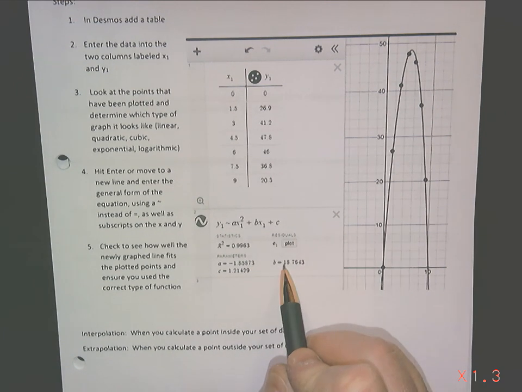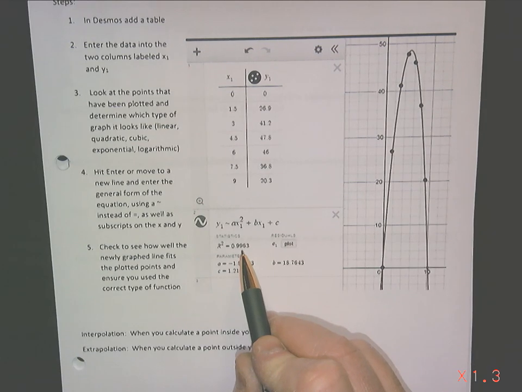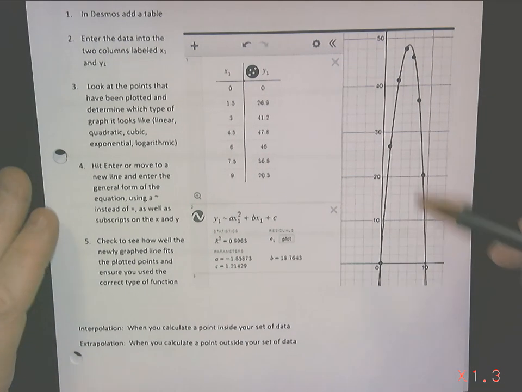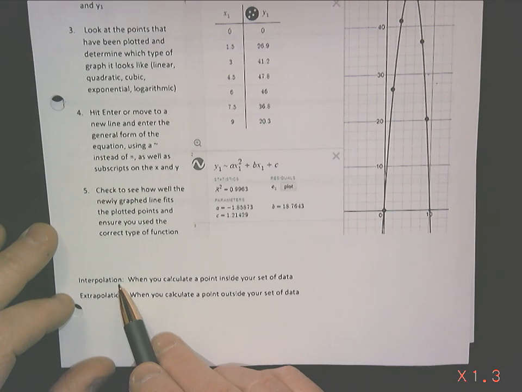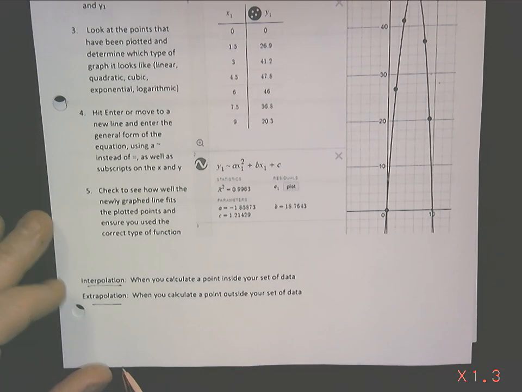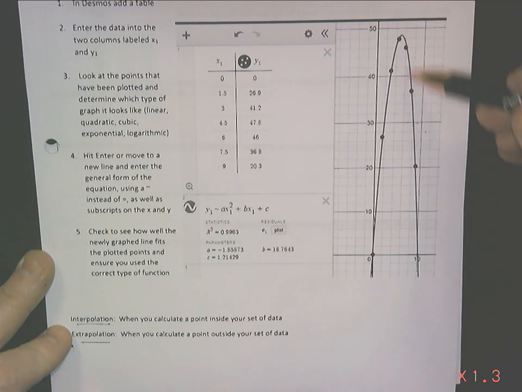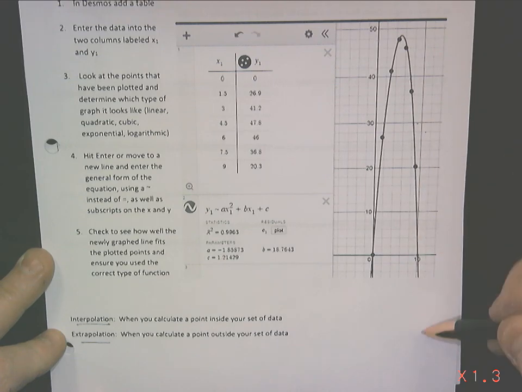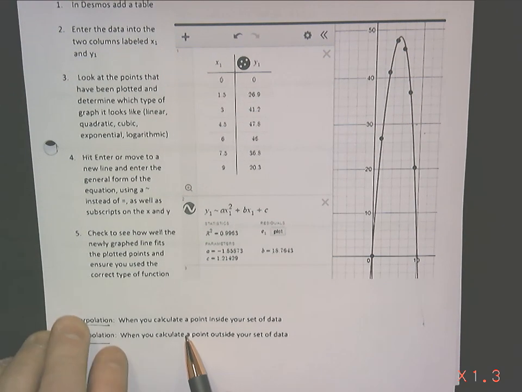You'd get an A, B, and a C. And then there's your R squared. It's 0.9963, so it's really close to 1. So this is a pretty good curve. And then you would end up using this curve to interpolate or extrapolate. Interpolate would mean you're finding data within your curve. Extrapolate means you would predict the future or look in the past. You would look at what's going to happen based upon the curve, just like you did for your sinusoidal. So we'll do some examples to go through that.